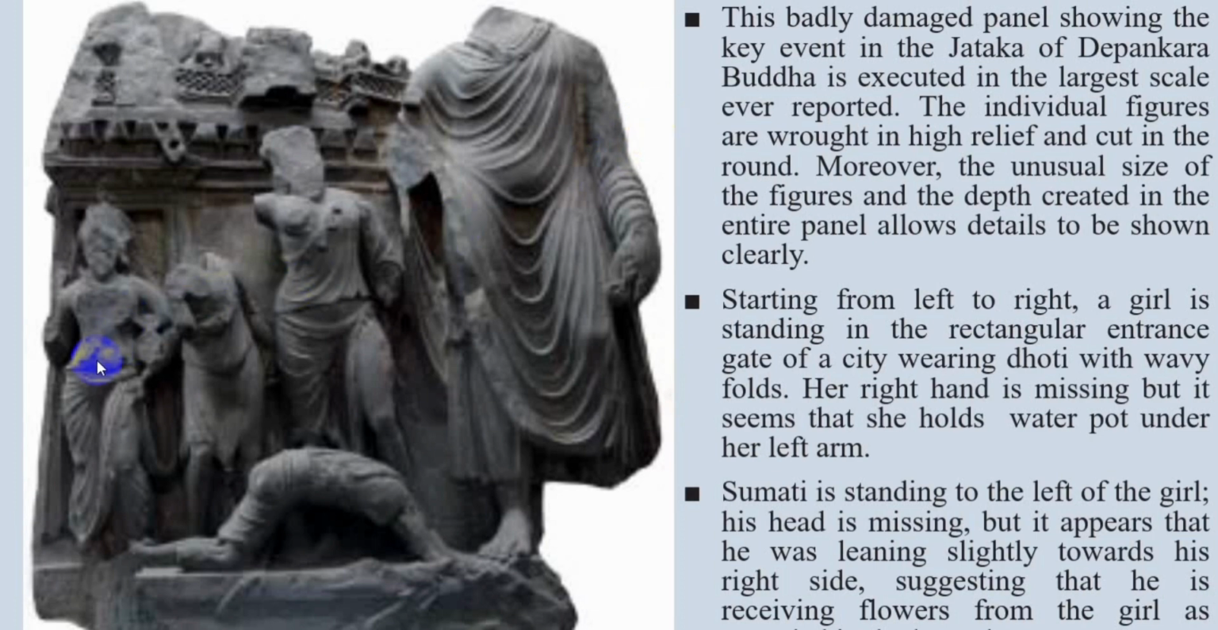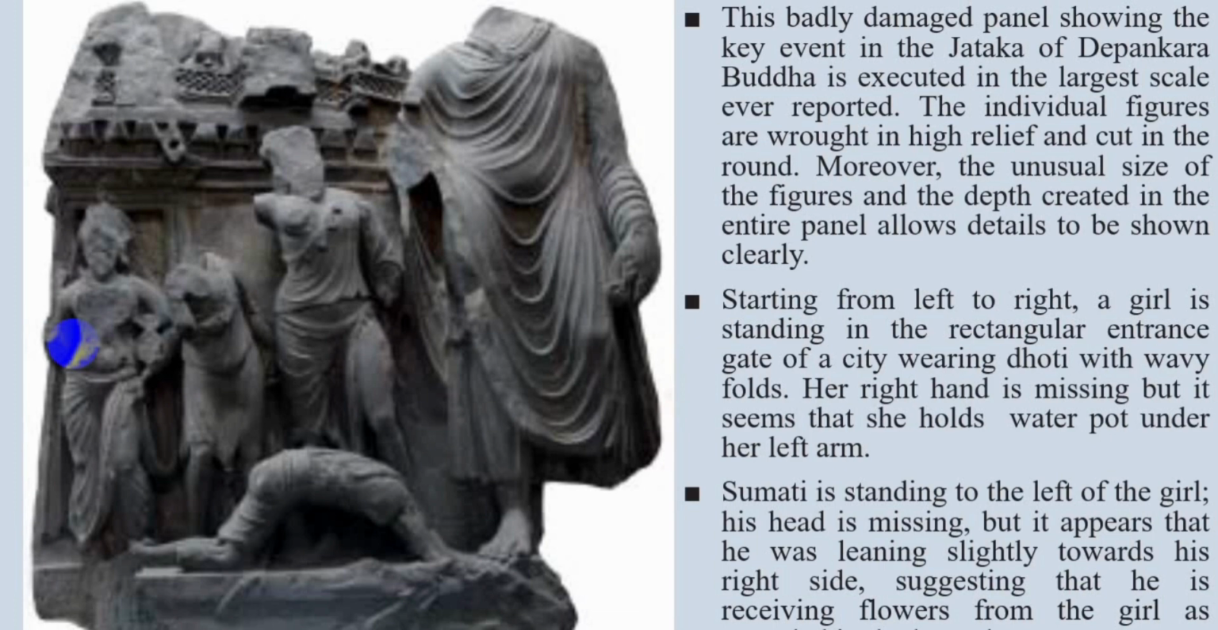the girl is standing in the rectangular entrance gate of a city, and she is wearing a dhoti with wavy folds. Her right hand is missing, but it seems that she holds a water pot under her left arm, which is the usual attribute, or the usual pose in which she stands. And she is mostly shown with a water pot under her left arm, so that's why it may be assumed here in this panel as well.